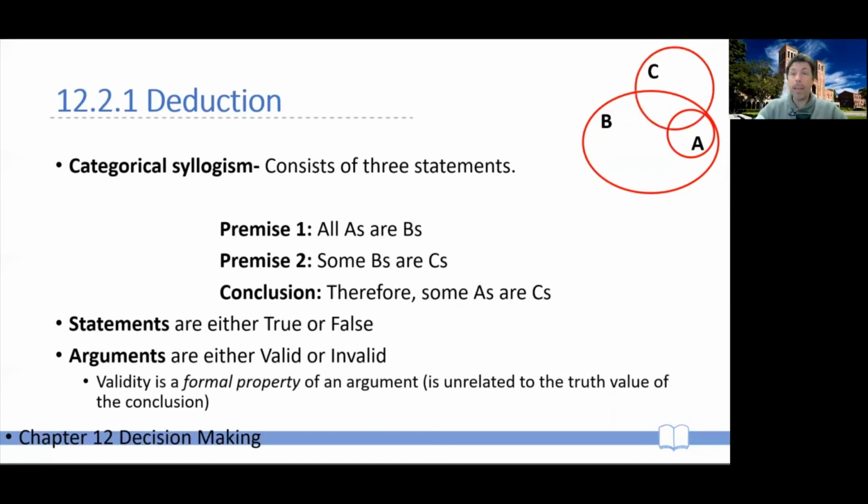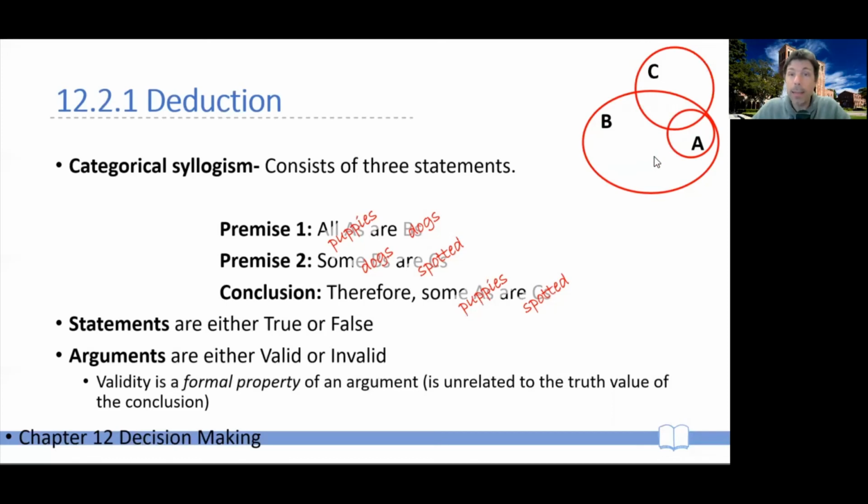Let's say that our argument actually goes like this. All A's are B's, so all puppies are dogs, right? All A's are B's. Some B's are C's. All dogs, some dogs are spotted. Does it follow that some puppies are spotted? Well, maybe. It is perfectly possible.